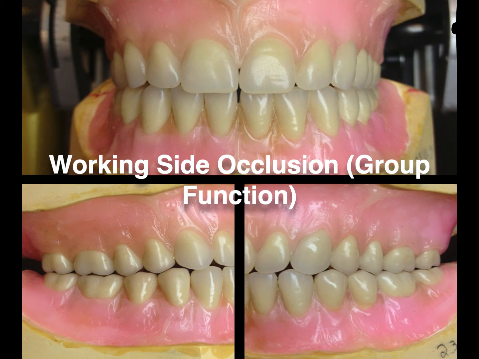So we see our regular centric on our top image. On our bottom right, that is our working side. On the right side, when the lower jaw is moving towards the right, you can see that we have multiple buccal cusps touching during that excursion. There is no canine guidance going on here. As we spoke about before, we want multiple teeth touching at all times, working and balancing. And on the image to the bottom right, you can see that also when going into the left excursion, left working side, multiple teeth touching during the excursion and no discluding of any teeth, okay?